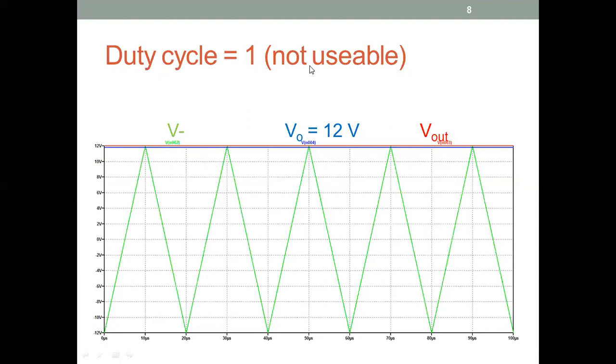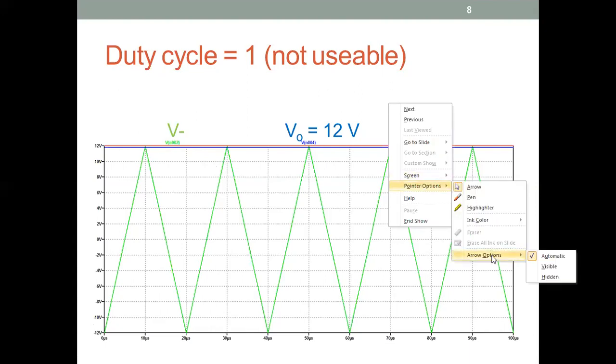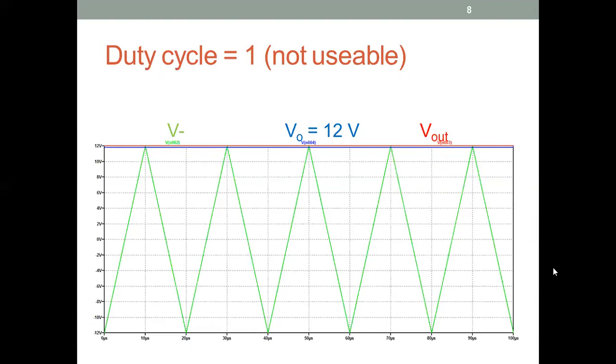This is not usable. Why is this not usable in our buck converter? Because we want a square wave that goes high and low and turns that switch on and off. If that switch is permanently on, then that buck converter simply doesn't work. You think about it, why it doesn't work. It's kind of obvious, but it is worth thinking about. Anyway, so this is the other extreme.